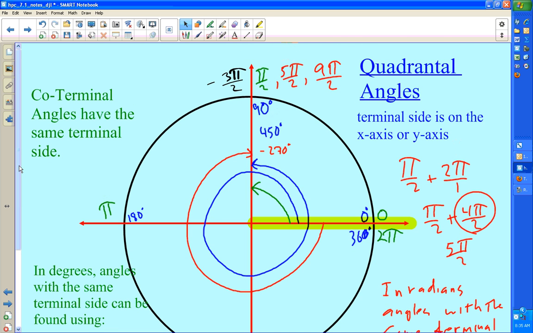Coterminal angles are not just at the quadrantal angles. You can do this with any angle. 30 degrees plus 360 is 390 degrees. 30 and 390 are 1 revolution apart.